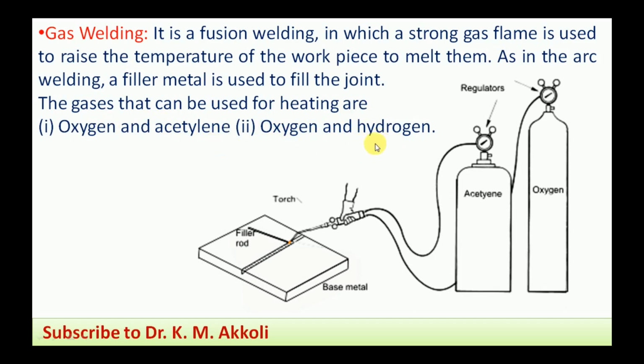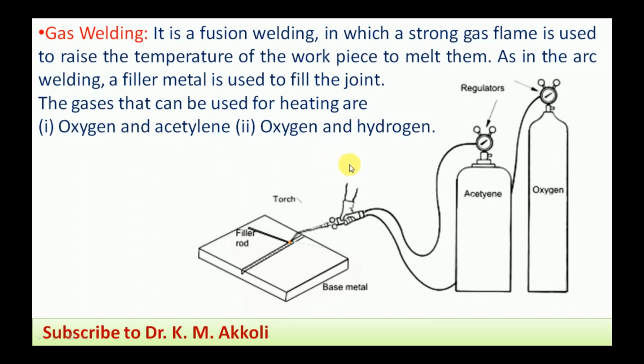These fuels can be burnt directly by taking atmospheric air, but that will not provide complete combustion to release more heat for heating the metals. So oxygen is used, so that we achieve complete combustion, and from that we get the heat.